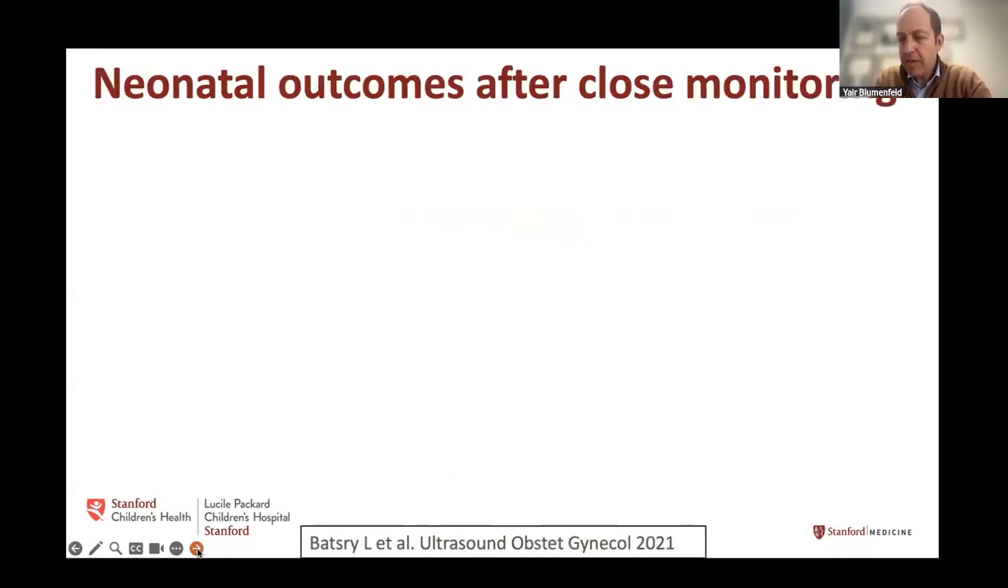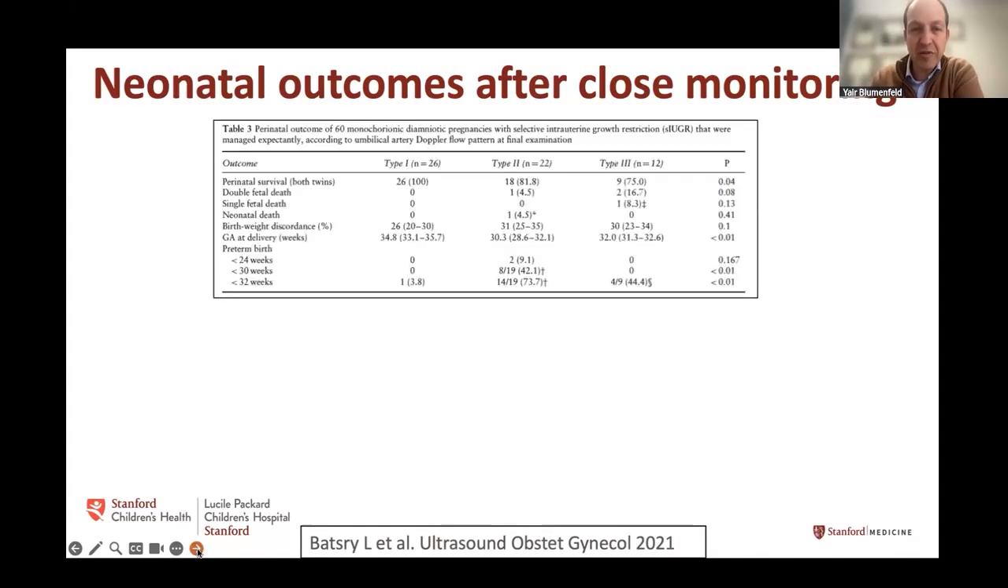More recent data looking at close monitoring. I showed you the original data from gestations and the outcomes. This particular group conducted a study several years later, saying, okay, now we know these risks, we know about type 1, type 2, and type 3. What if we perform closer monitoring? Can we change the trajectory? And the answer is kind of yes.